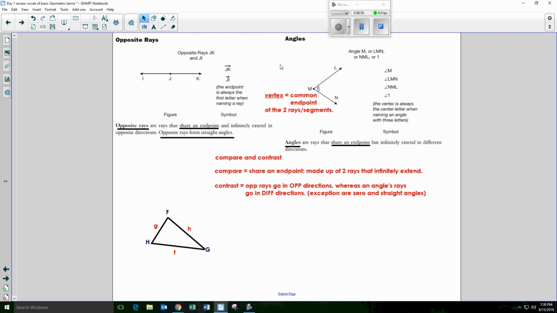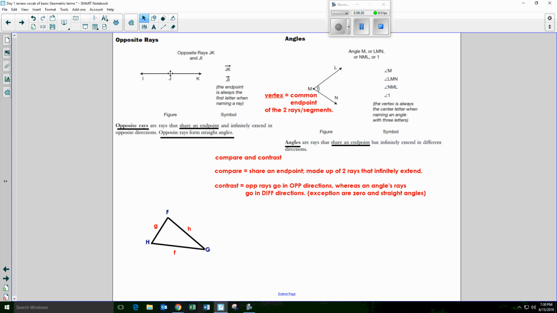Next, opposite rays and angles. I have these on the same page because there are similarities between them. If we look right here, opposite rays are rays that share an endpoint. Angles are rays that share an endpoint. So that's something that's common. We're going to compare and contrast this afterwards. So opposite rays share an endpoint. That means the endpoint is the same one.